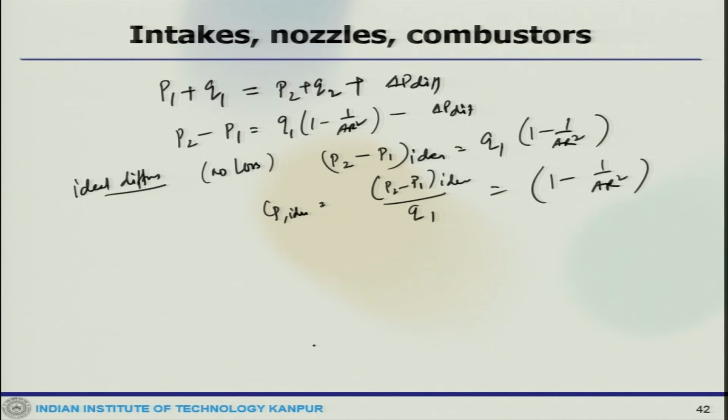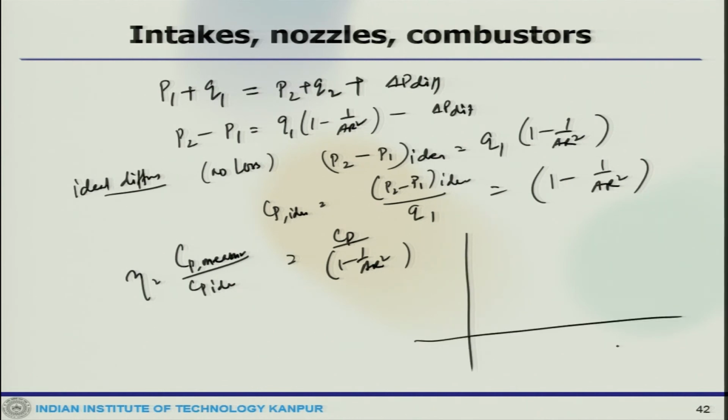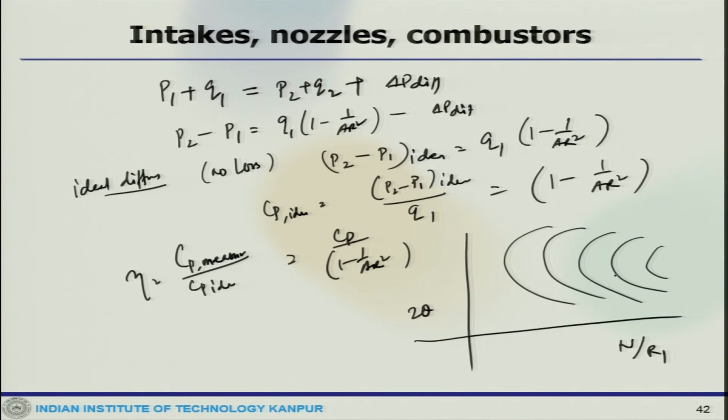So the overall effectiveness of the diffuser can be estimated as Cp measured by Cp ideal, which is Cp by (1 minus 1 by area ratio square). So that is how one can draw this, with non-dimensional length N by R1 and diffuser angle 2 theta. The curve goes like this, showing the increasing trend of Cp star. Cp star is the locus of points that define the diffuser divergence angle producing the maximum pressure recovery in a prescribed non-dimensional length. So this is a qualitative curve that one can look at.